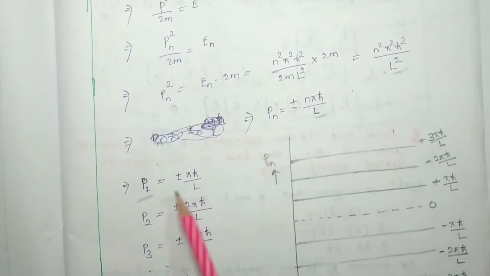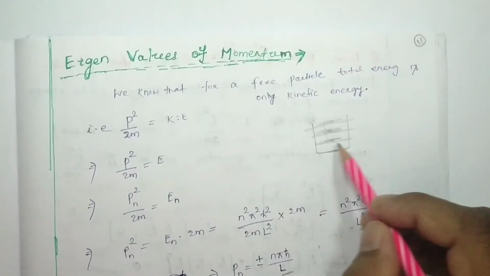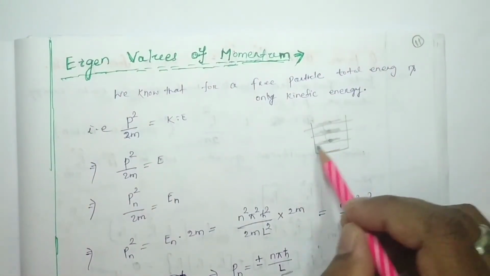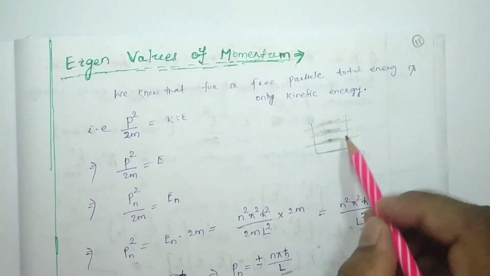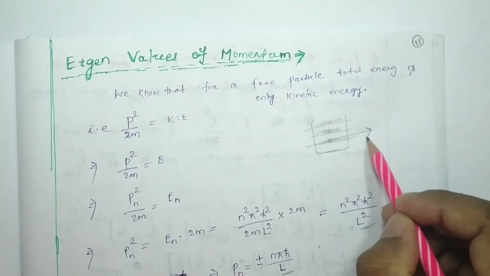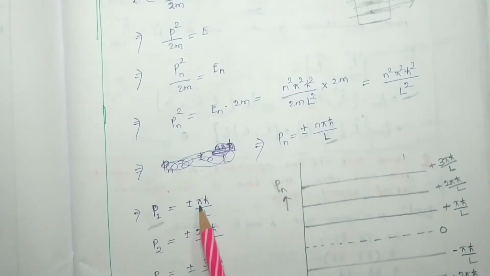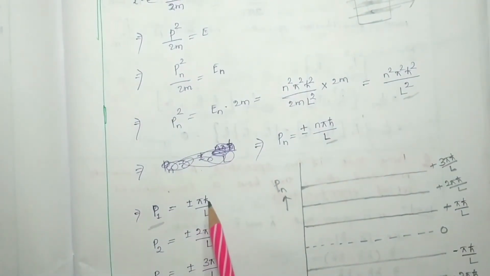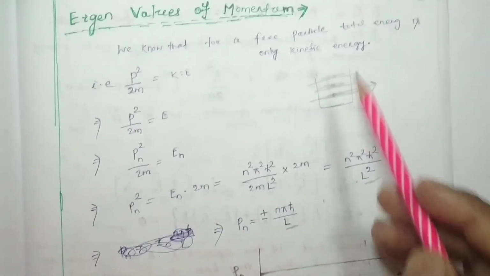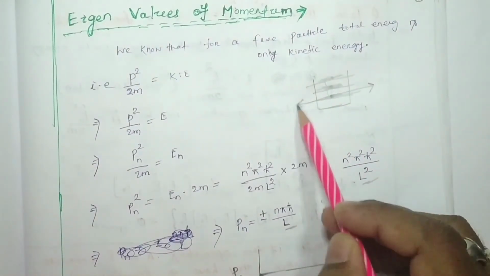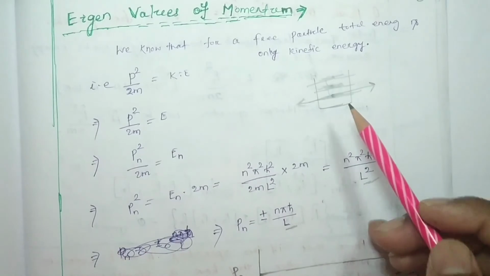That means whenever the particle is at the first excited state and it is moving in this direction, the value of the momentum will be plus pi h cross by L. If it is moving this side, it will be equal to minus pi h cross by L.